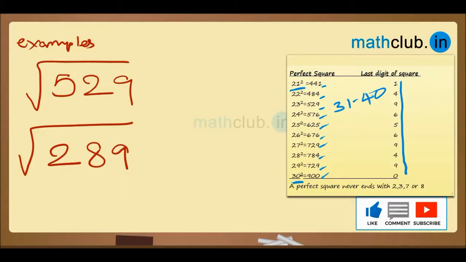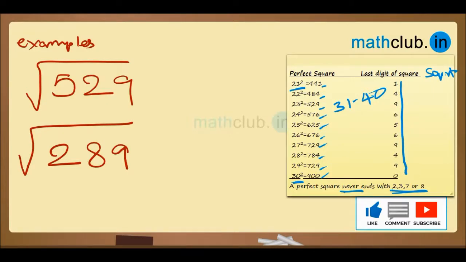The next observation is a perfect square never ends with 2, 3, 7 or 8. Now, the next observation is the most important observation. If the number is a perfect square, what digit should the square root end with? That is what we try to observe.